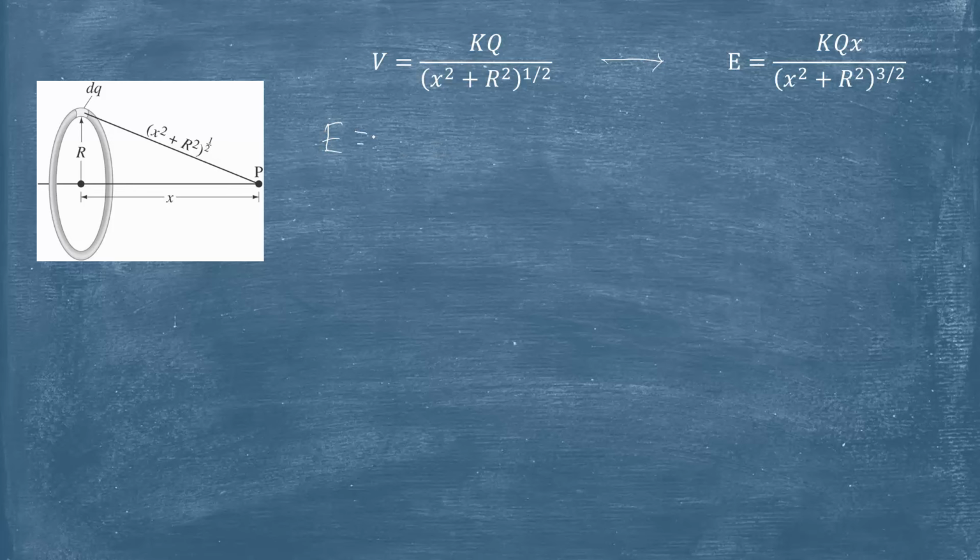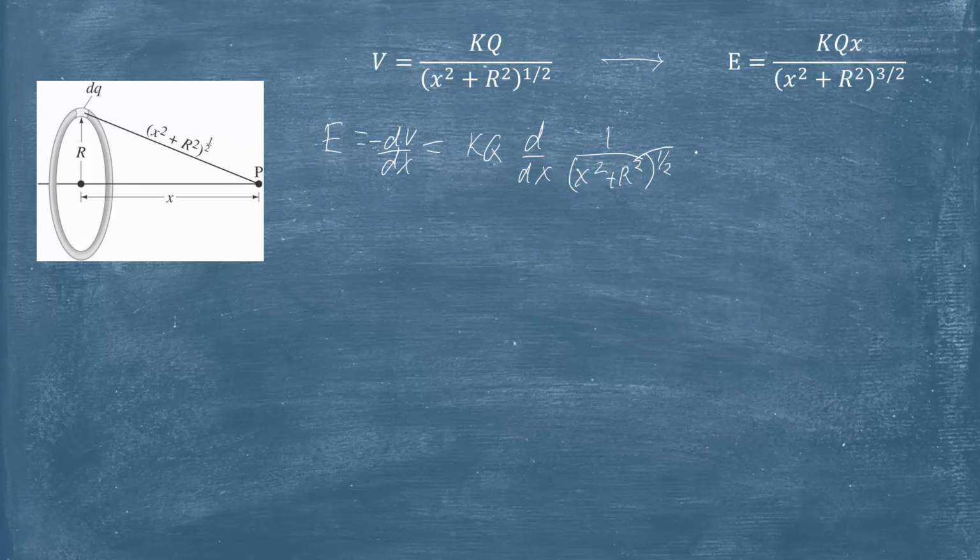So E equals the negative derivative of our potential, and the electric field is just in the x direction, so that's all we're going to be concerned about: dV/dx. Now the k and the q are constant, so we can pull those out. Then we're going to have d/dx of 1 over the square root of x squared plus r squared. You could throw that on your calculator, but we'll go ahead and work through it.